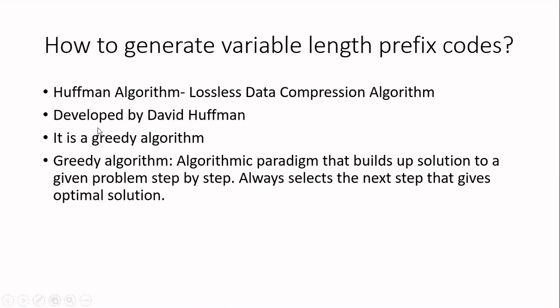Now, let us continue with the algorithm. This algorithm is developed by a person known as David Huffman and named after him. And it is called a greedy algorithm. So what is the meaning of greedy algorithm? It is an algorithmic paradigm where we are going to find a solution to a given problem step by step. And in every step, always you are going to select that particular step which is going to give you the optimal solution. So every time there may be multiple options available, I'll be selecting only the solution which is going to give me the optimal answer. So that is called a greedy algorithm. So this Huffman algorithm comes under the category of greedy algorithm.